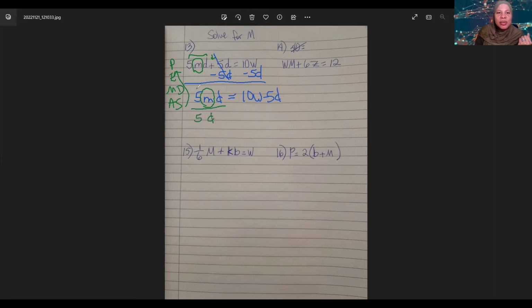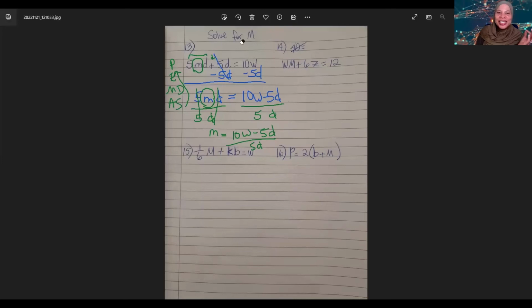So you can cross out 5 and D. Whatever you do on one side, you do on the other side. 5 and D. Okay, so right here, you will have M equals 10W minus 5D over 5D. Okay. Now, some teachers will want you to break it down further. So I'm going to go ahead and break it down because I'll be one of those teachers. Like, now you had to simplify that, put that in the empirical form.